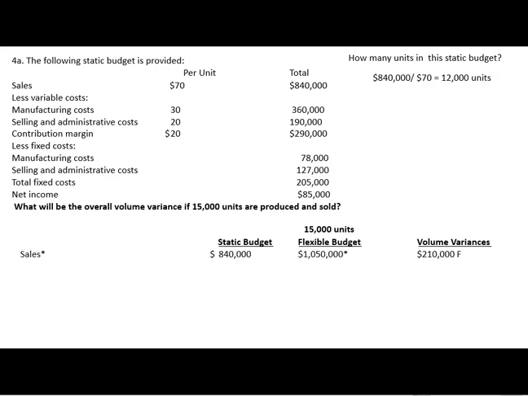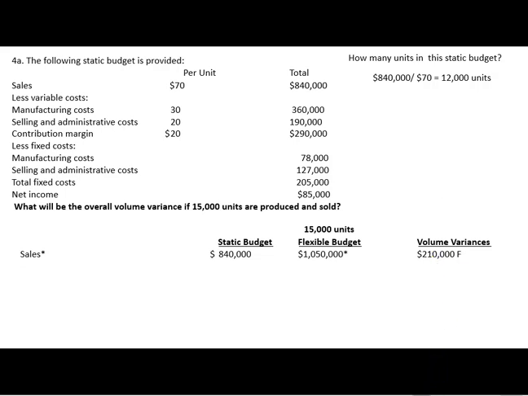And so we're going to say originally, sales were 840,000, and now sales are going to be 1,050,000, and that's based on doing the following thing. We're going to take our original selling price and multiply it times, not 12,000, but 15,000. So 70 times 15,000 gives us total sales at this new flexible budget number of $1,050,000. And you can see that when you compare the static budget amount to the flexible budget amount, we get a volume variance, and that volume variance is positive or favorable by $210,000.